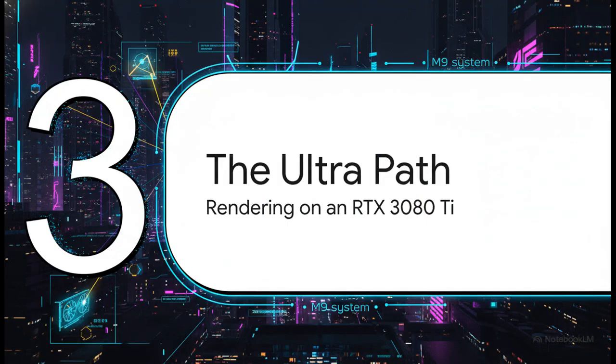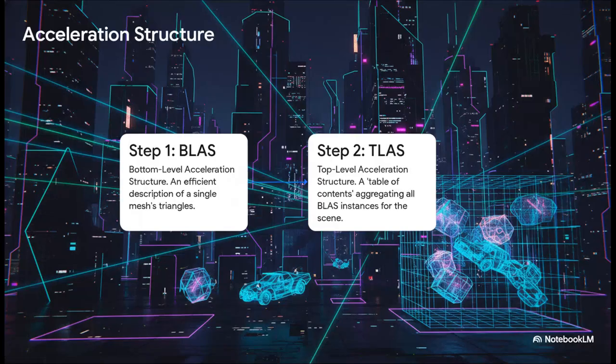Okay, now for the fun part. Let's see how this all comes together on the ultra path. This is how the M9 system really flexes its muscles on high-end hardware with dedicated ray tracing cores, like our target here, an RTX 3080 Ti. So before the GPU can trace a single ray, it needs a map of the world. And that's where the acceleration structure comes in. Think of it like a hyper-efficient 3D index for the entire scene.